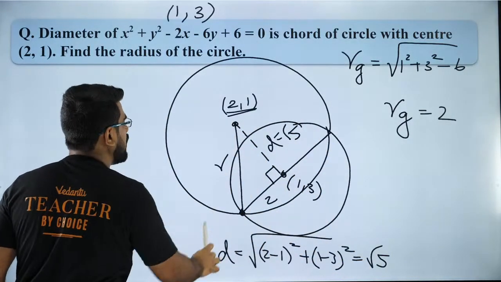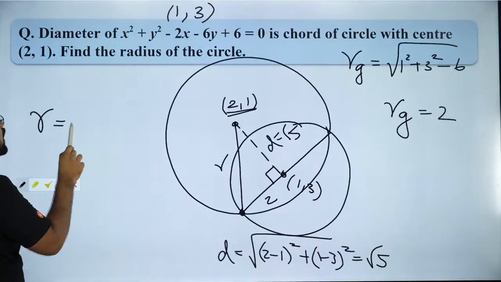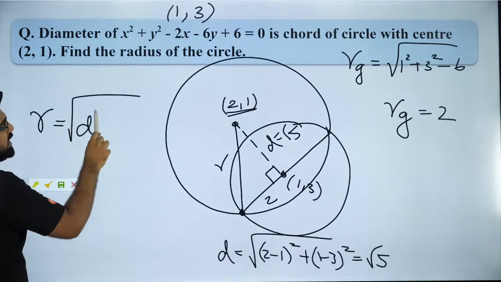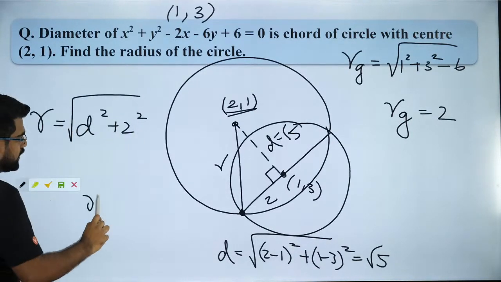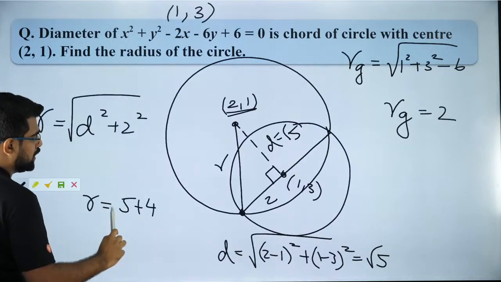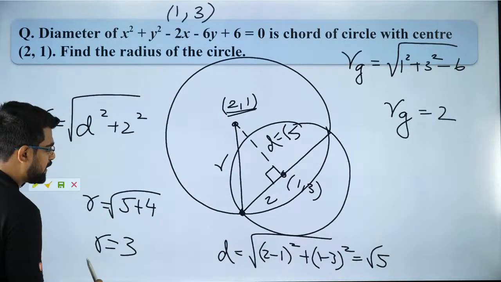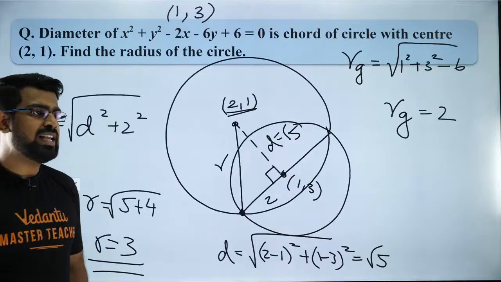So what will be the radius of our circle? The radius of our circle is equal to square root of d square plus 2 square. So it will be root of 5 plus 4, which will be 3. So the answer is 3, my dear. Okay. The answer is 3.